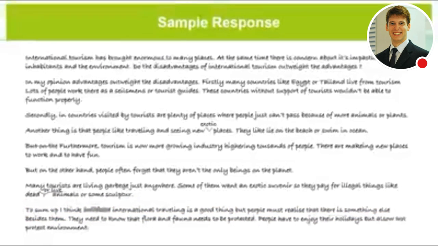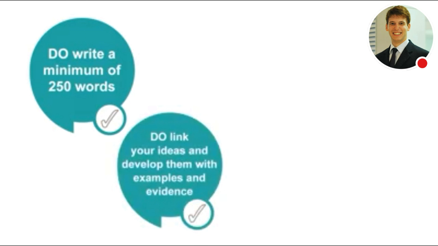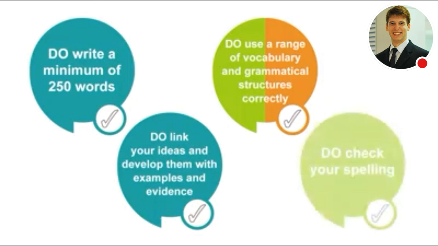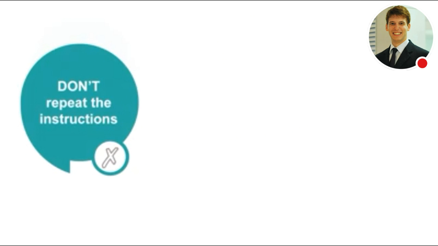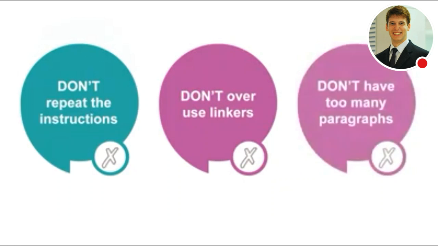So, to improve on a band 5, remember to write a minimum of 250 words. Develop your ideas with examples and evidence. Link those ideas. Use a range of vocabulary and grammatical structures correctly. And check your spelling. And remember, don't repeat the instructions, overuse linkers, or have too many paragraphs.